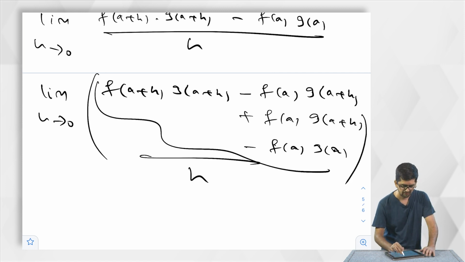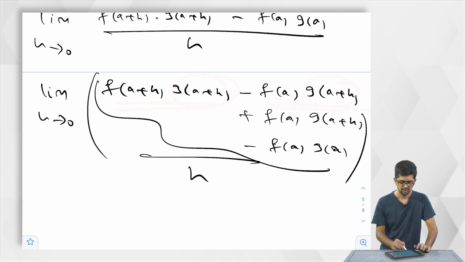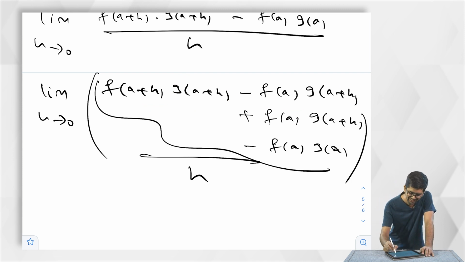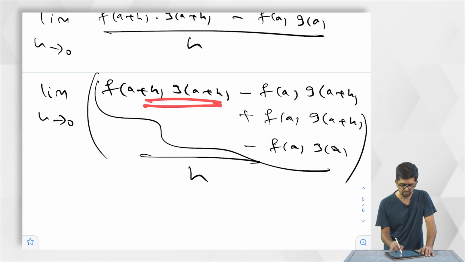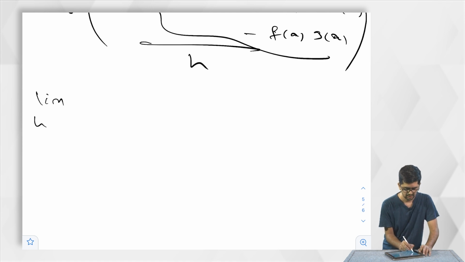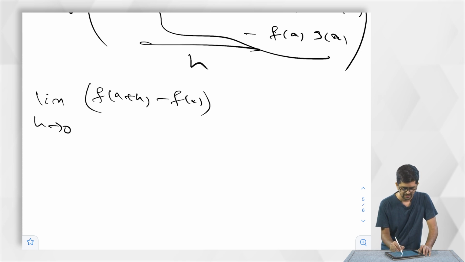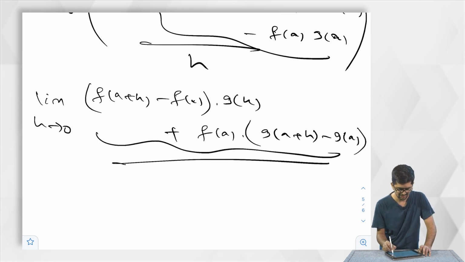Now observe that these two components have g of a plus h as common, and one nice thing about the remaining ones is these two components have f of a as common. So in these two I take g of a plus h as common, in these two I take f of a as common. So what I get is the following: limit h goes to 0, f of a plus h minus f of a times g of h plus f of a times g of a plus h minus g of a, this whole thing divided by h.